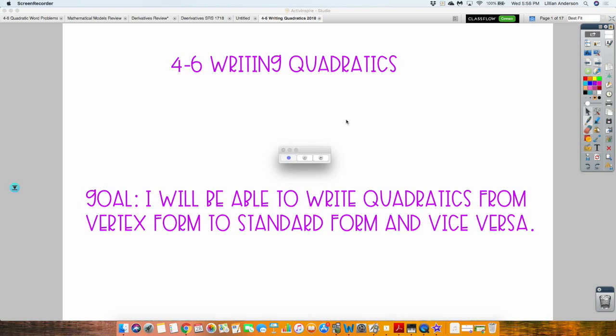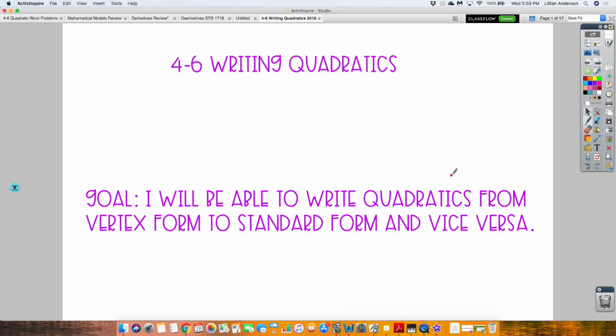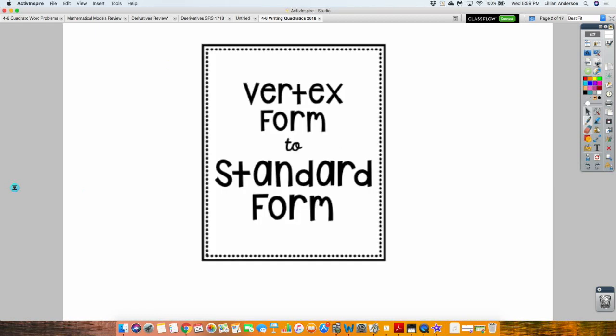All right, so today we are writing quadratic equations. You're going to be able to write quadratics from vertex form to standard form and standard form back to vertex form. All right, and so when we look at the first little flap, we're going to go from vertex to standard, which actually is a little bit easier.